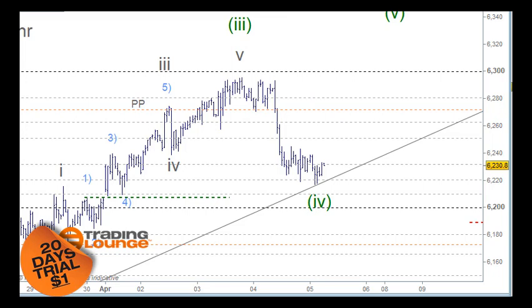Let's just have a look at where the S&P is at the moment. Well, the S&P is in positive territory and can push higher. We'll look at that in the next video.